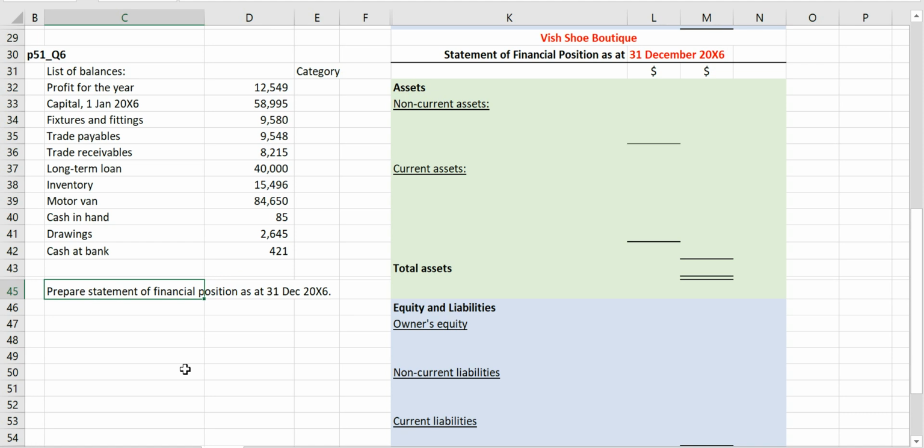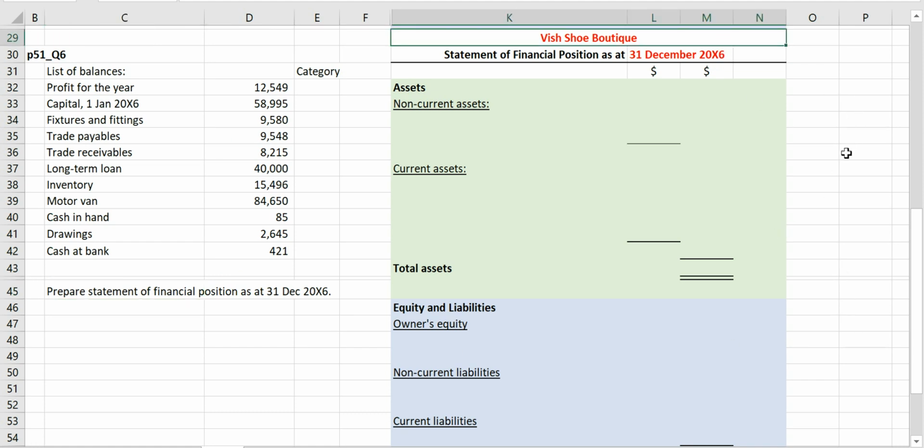Now it's always a good idea to have an idea of how your final answer will look. So if you look to your right on the screen, you will notice that the very top of the statement will list out the name of the business. The second line will tell us the title of this statement, as at, in this case, the last day of the year, 31st December 2006.